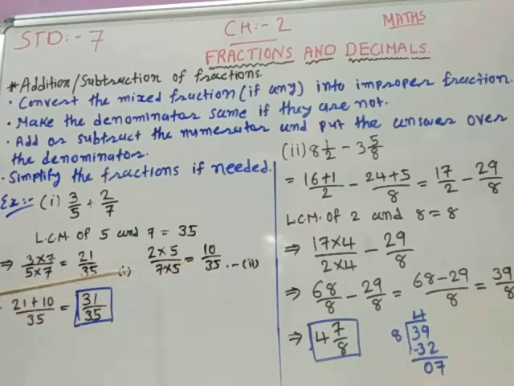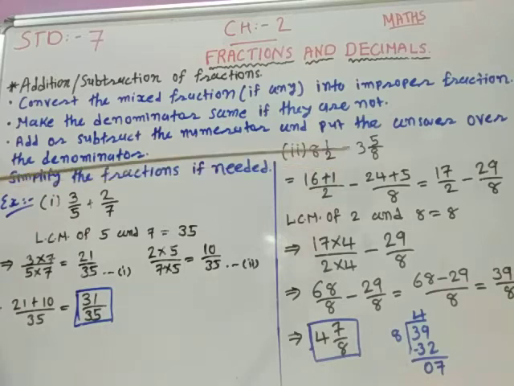Now let's check it. Both the denominators are same. Now add both the numerators. Then 21 plus 10 upon 35 is equal to 31 upon 35. Now let's take another example for the subtraction.